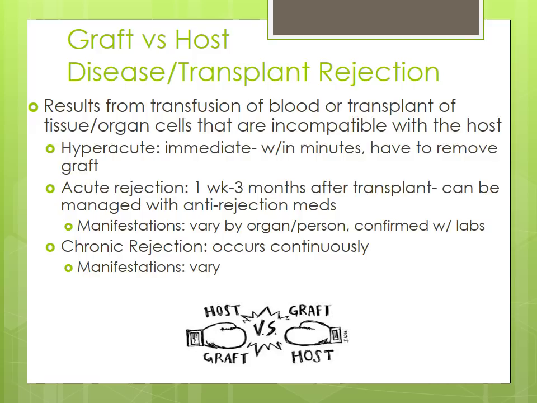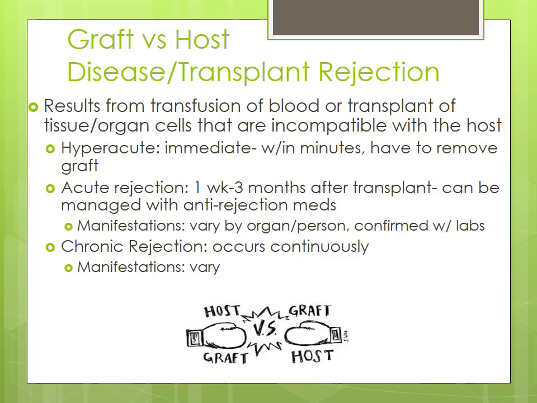Acute rejection then happens within a week to 3 months after the transplant, and sometimes sporadically after that. It happens from antibody-mediated mechanisms, and then some cellular-mediated mechanisms as well. The cytotoxic T cells and natural killer cells come into the transplanted organ, start inflammation, and cause the cells in the organ to die. The way that we tell if a patient has this is by doing labs, and they basically just show us that the organ is not working.